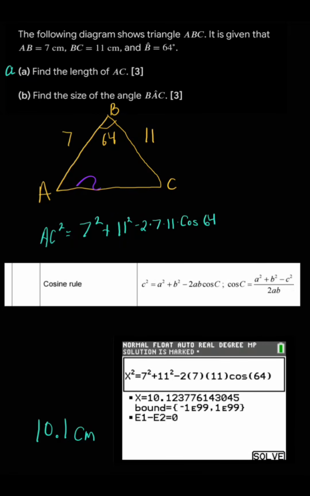We do not have angle A. We do have side A. We have side C, but we do not have angle C. And the only angle we do have is B, but we do not have side B. In this case, we have to use cosine rule.